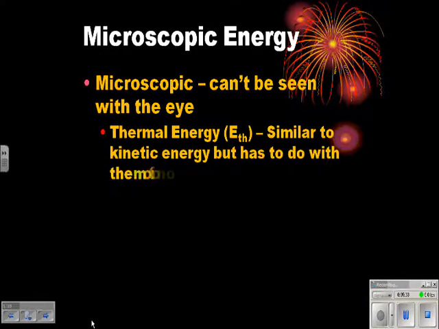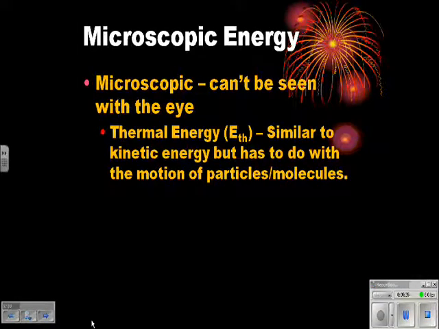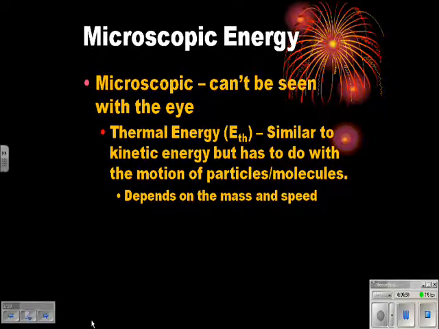The first one that we're going to be using a lot is thermal energy, which is ETH, little th for thermal, and it's really a branch of kinetic energy. It's similar to kinetic energy, but on a microscopic scale, because it has to do with the actual motion of particles. So instead of the motion of something large scale, we're talking about particles that we can't see. Thermal energy will depend on the mass and the speed, just like kinetic energy. It's a very important one, and it will have to do with heat transfer.